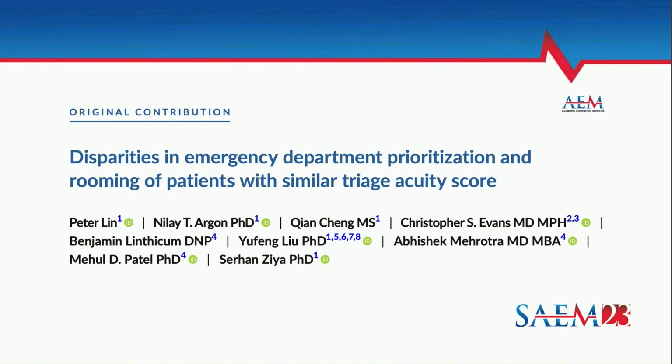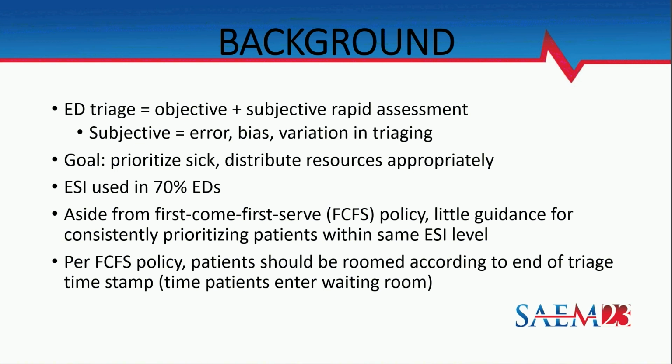Okay, so this paper looks at disparities in emergency department prioritization and rooming of patients with similar triage acuity scores. We all know that triage is a combination of objective and subjective measures. The subjective measures are prone to bias and error. The goal with triaging patients is to prioritize the sickest patients who need the most resources. In the United States, 70% of emergency departments use the ESI scale, the Emergency Severity Index scale.